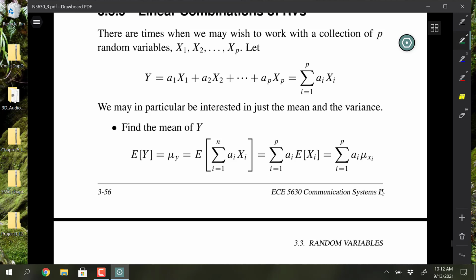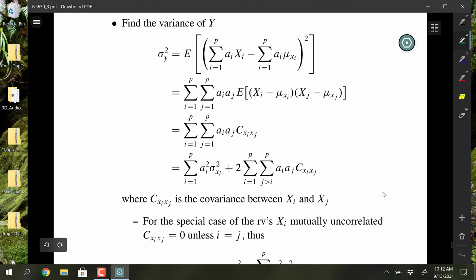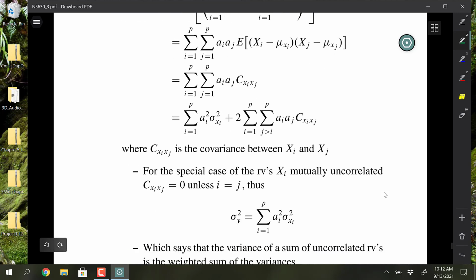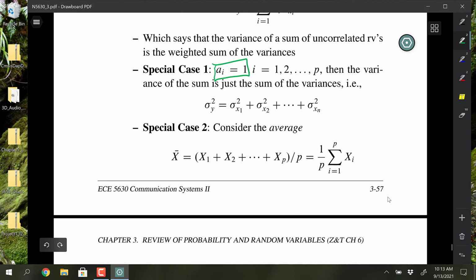So this is the mean on the linear combination. A little bit more complicated finding the variance on the linear combination. But when you have mutually uncorrelated, then mutually uncorrelated will mean that this term will go away. So then it's just going to be the sum of the variances with the appropriate weightings. And if the weighting factors are all equal to 1, then it's just going to be the sum of the variances. And then you can go to the sample mean and sample variance, which I threw up in here.